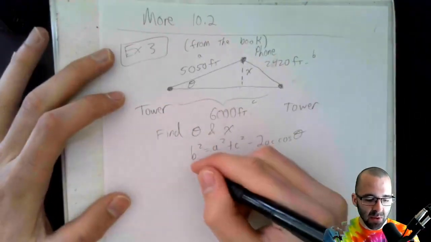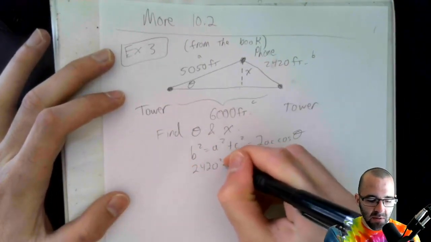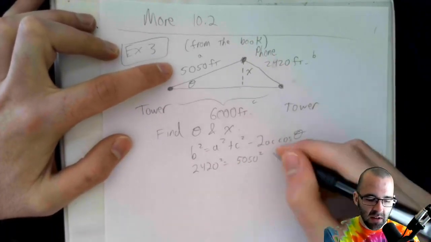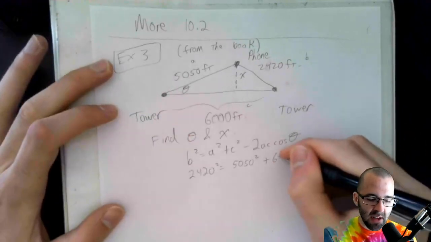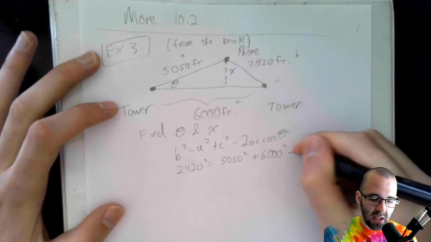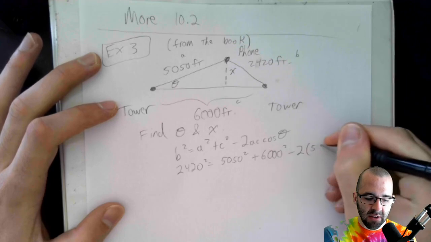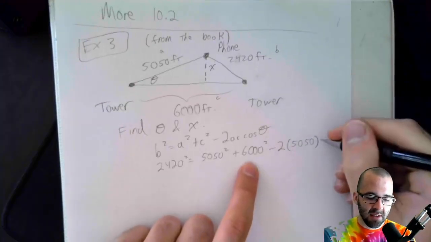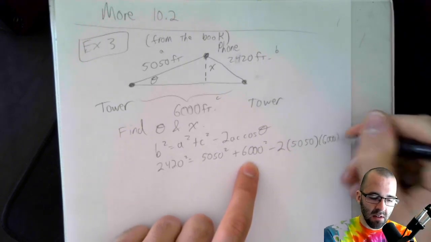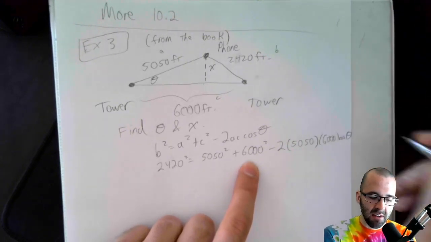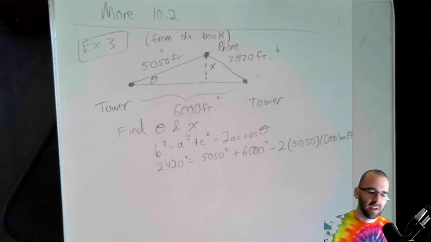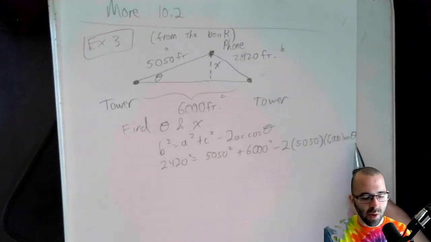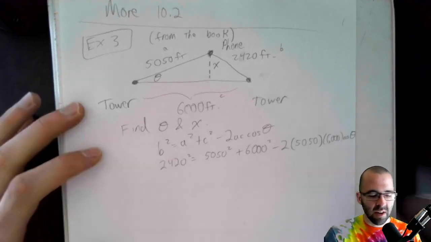And you just plug things in. So B we said was 2420. It's equal to A we said was 5050, squared, plus C squared, 6,000 squared, minus 2A, which we said 5050, times 6,000. Again, it's always going to be the same thing. Times cosine of theta. And again, if you want to solve for theta and have that added to your formula sheet, go for it. But I'm just going to solve for it every time.